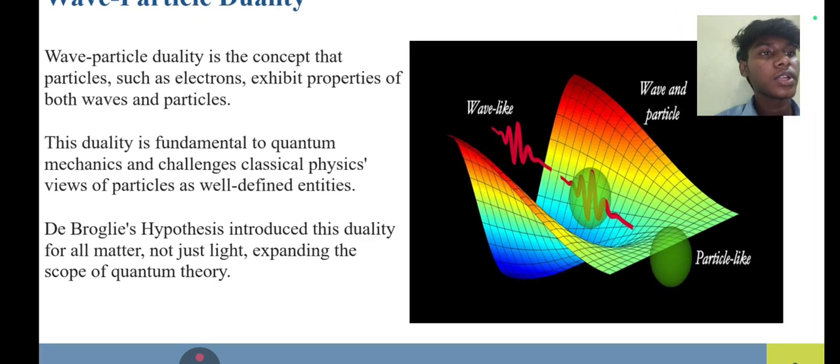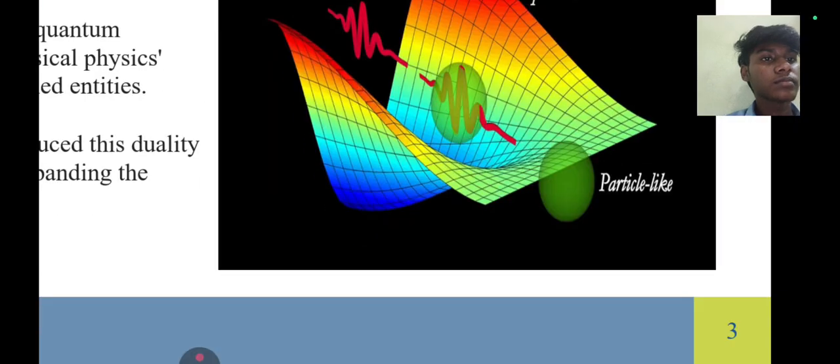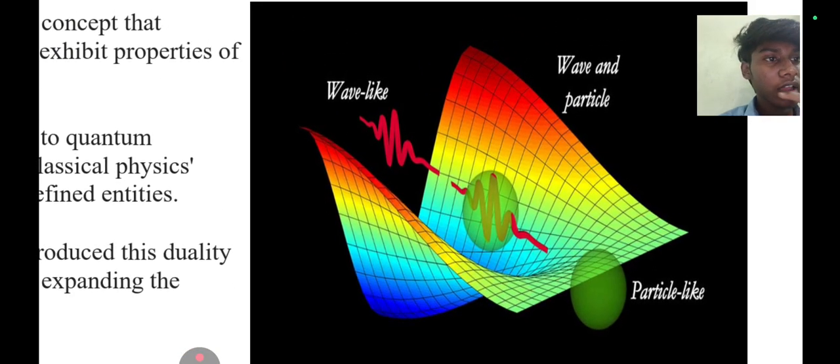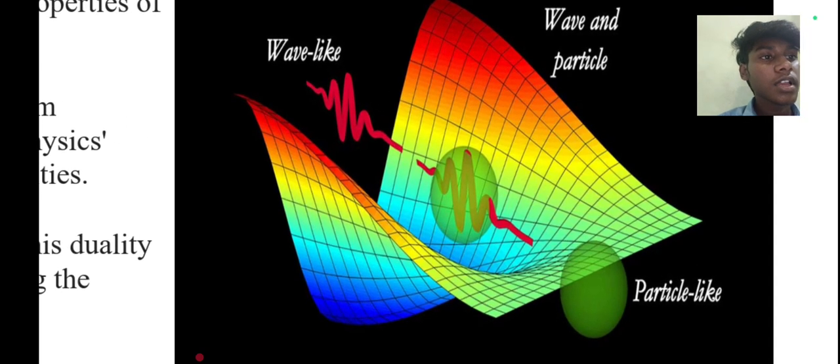Here the duality of a particle looks like this, with wave and particle properties. The wave-like and particle-like properties are shown in the graphic model.